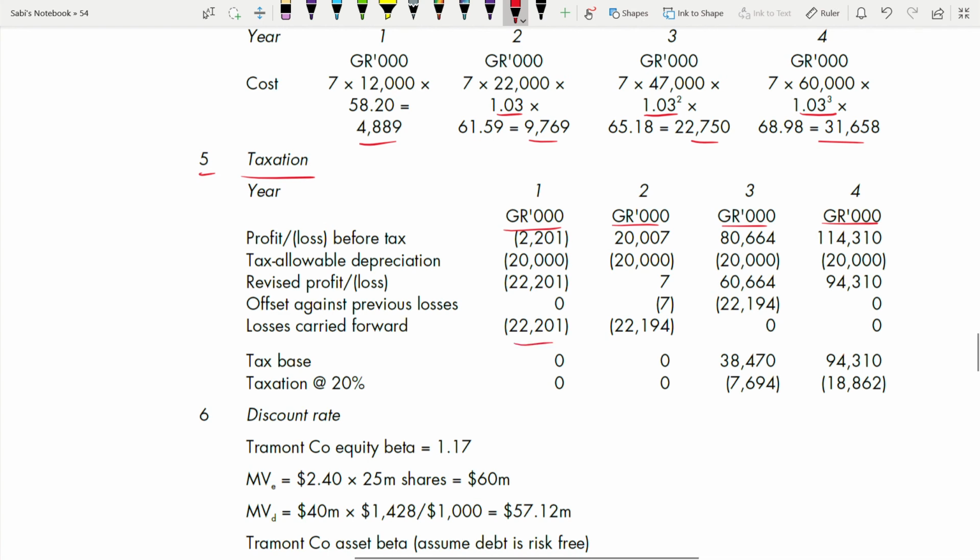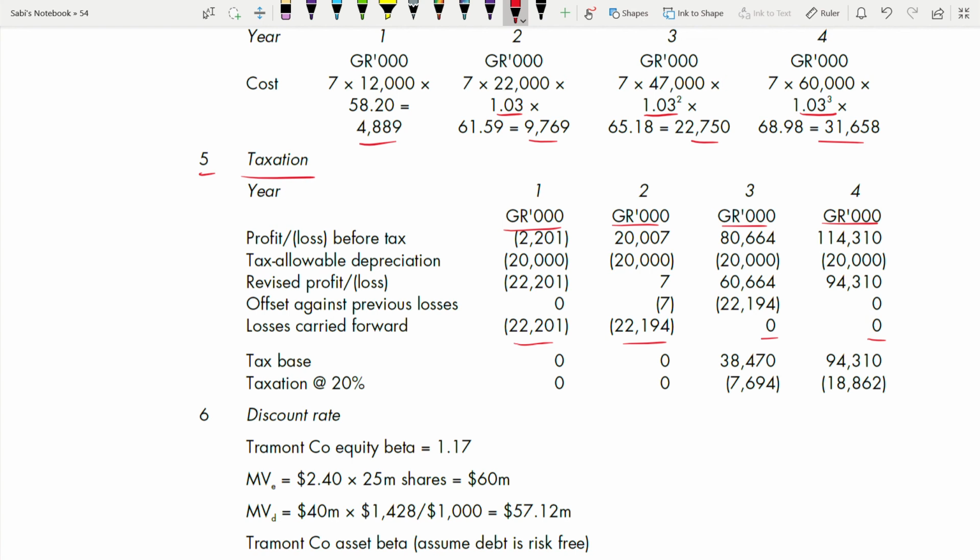Here it will be this much. Okay. Here it will be 0. So the tax base for both year 1 and 2 will be 0. For years 3 and 4 we have values, and then comes your tax at 20%, because in Gamalion the tax is 20%.